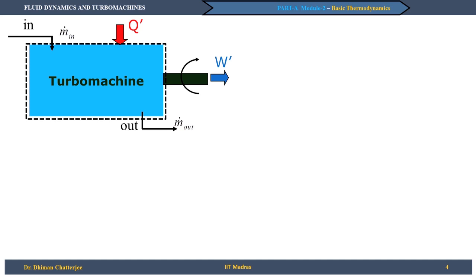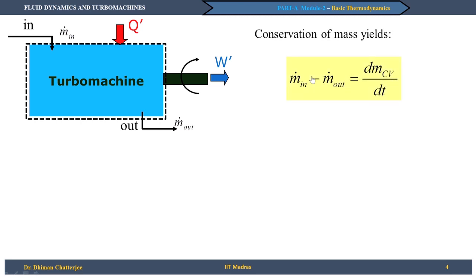So, we have m dot in and m dot out. Very soon we will show that m dot in equal to m dot out, but for the time being let us keep m dot in and m dot out as notations different, and in and out shows the areas. So, conservation of mass yields m dot in minus m dot out is dm_CV/dt.